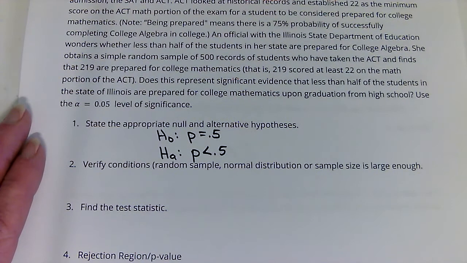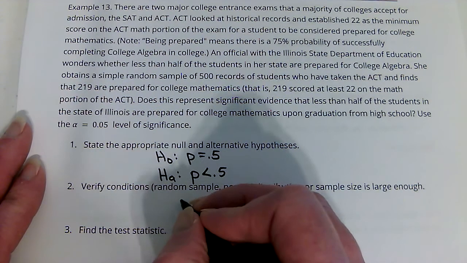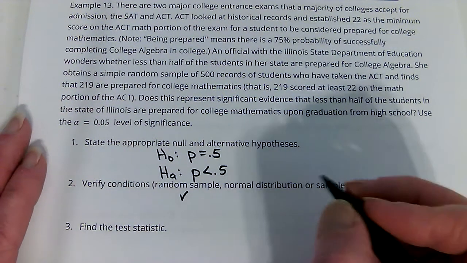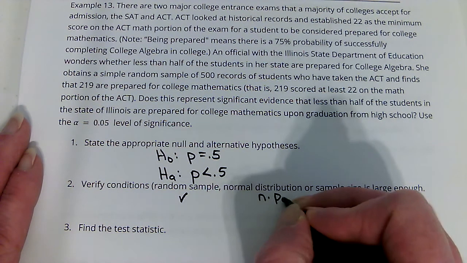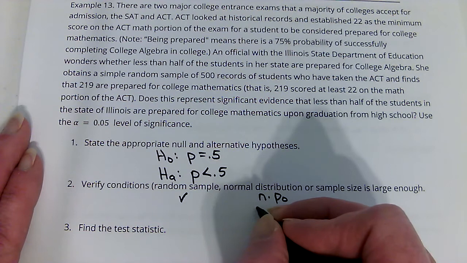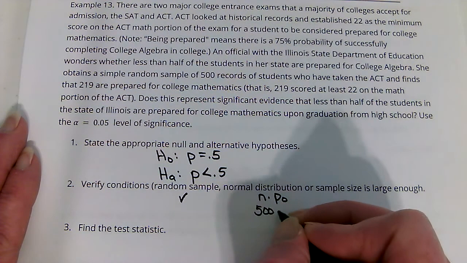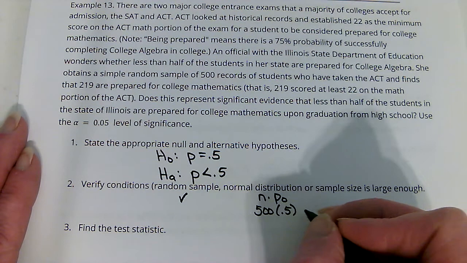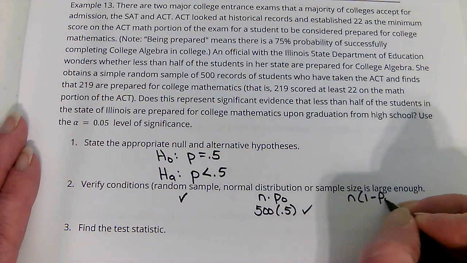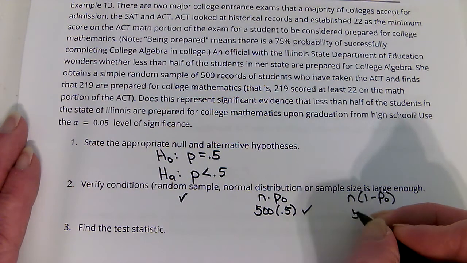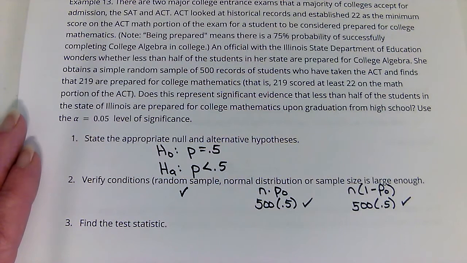Now we want to check our information. Did they say it was a random sample? Yes. Now we need to check the sample size. N times P naught. So the proportion from here. So how many people did they sample? 500. So 500 times 0.5. That's definitely large enough. Then we also have to check N times 1 minus P naught. That's still 500 times 0.5, which is definitely larger than 10.